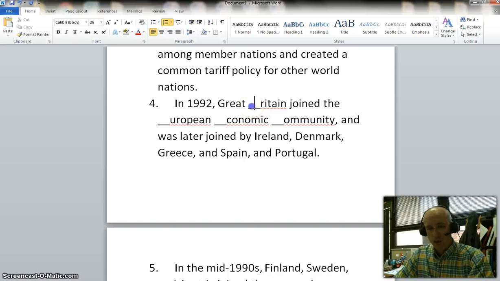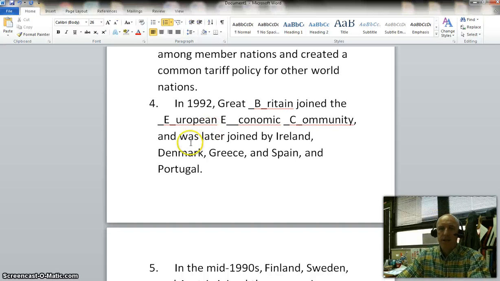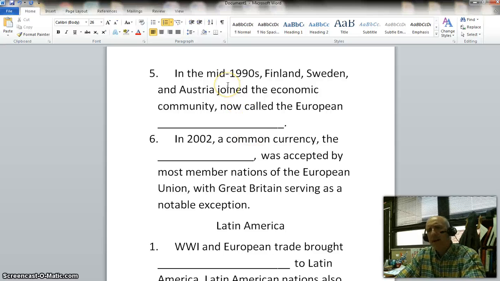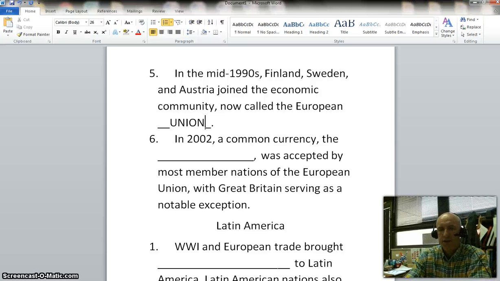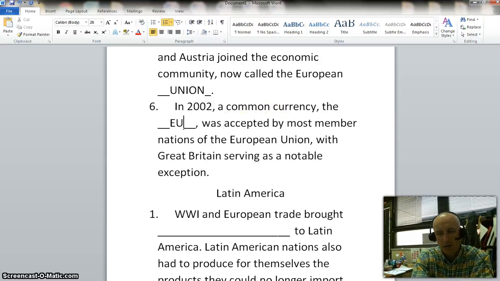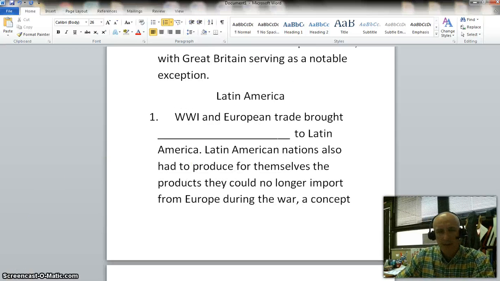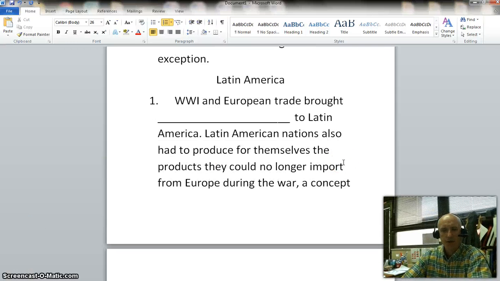In 1992, Great Britain joined the European Economic Community and was later joined by Ireland, Denmark, Greece, and Spain and Portugal. In the mid-1990s, Finland, Sweden, and Austria joined the economic community, now called the European Union. That's right. And in 2002, a common currency, the euro, was accepted by most member nations of the European Union, with Great Britain serving as a notable exception. Very good. That's Europe. All right, let's check out global trade in Latin America.